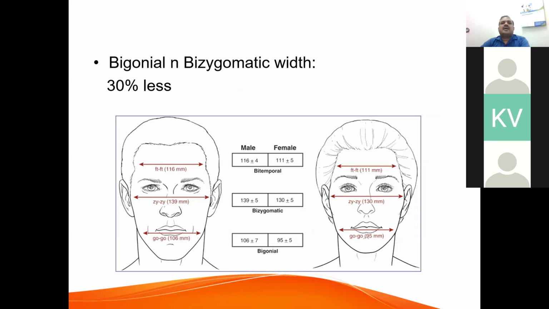And the bigonial and bizygomatic width. So the bizygomatic width is 30% more than the bigonial, or the bigonial width is lesser compared to the bizygomatic width for an aesthetically appearing face. The topmost one is the bitemporal width, which is comparatively lesser than the bizygomatic width.